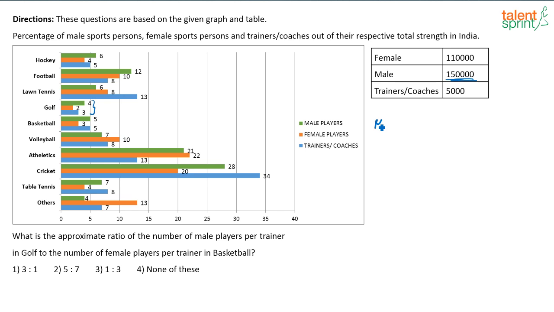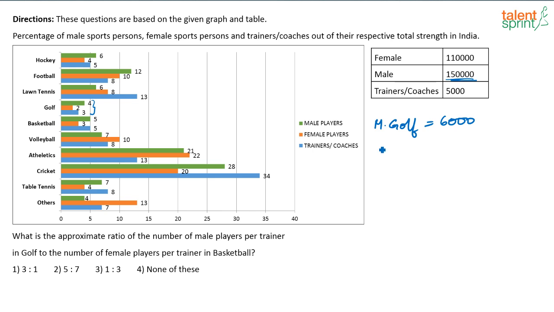How many male players are there in golf? 4% of this, right? What is 1%? 1,500. So 4% is nothing but 1,500 into 4, which is 6,000. So there are 6,000 male players in golf.